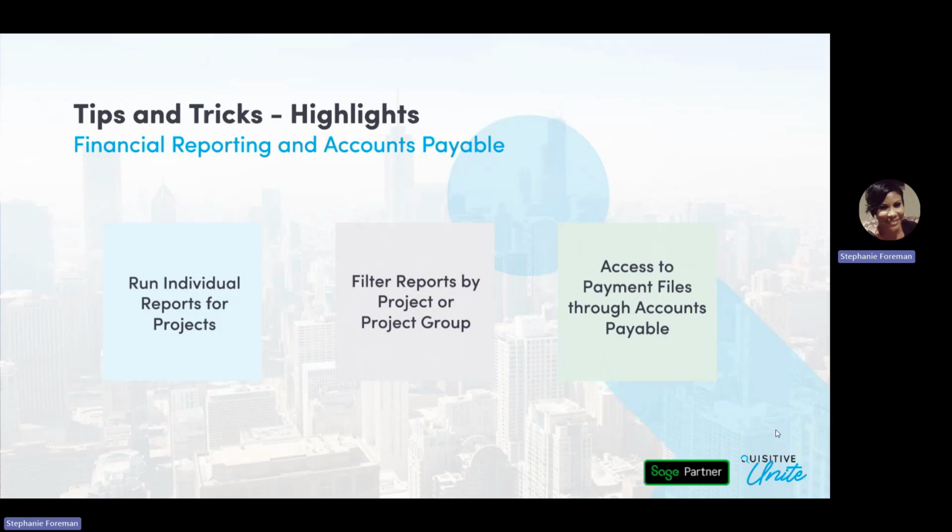So the highlights of this session, financial reporting and accounts payable. You can run individual reports for projects. You can filter reports by project or project group. Both of those are new functionality and new processes that are housed now in financial reporting. Access to payment files through accounts payable. No longer do you have to leave AP to go to cash management to locate all of your files. You've got ACH and bank files right in your AP workflow.